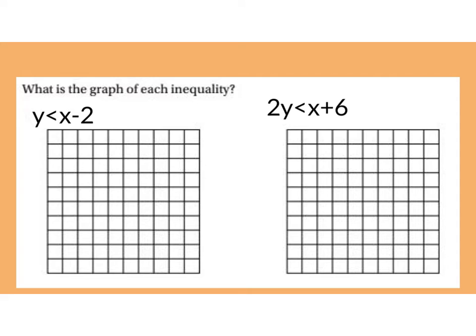First of all, when you graph an inequality, you graph it just like a line. You need a slope and you need a y-intercept. In this case, my slope is 1, my y-intercept is -2.